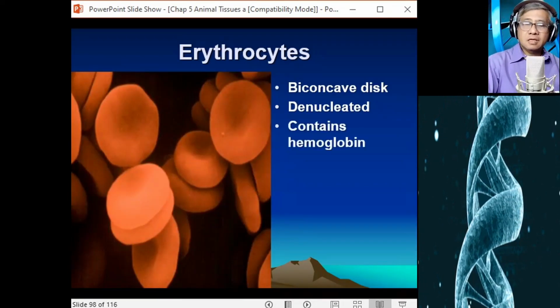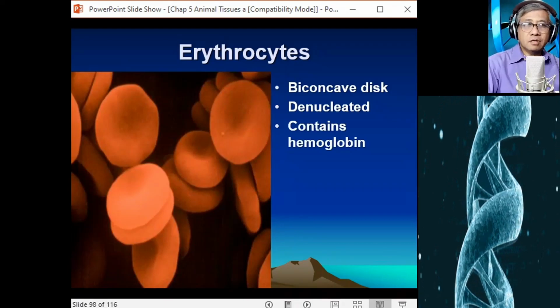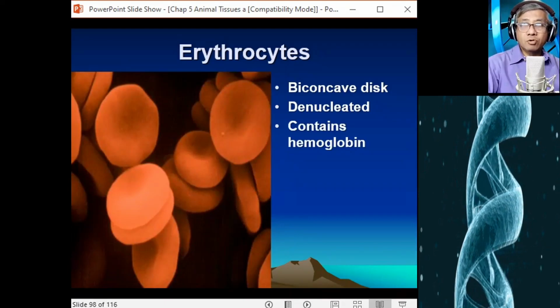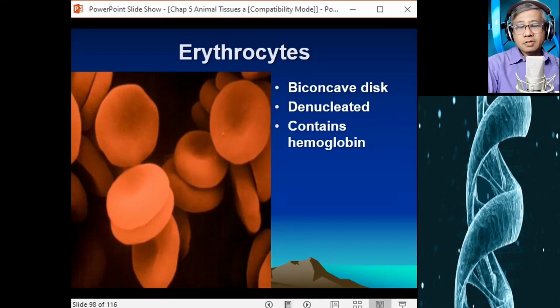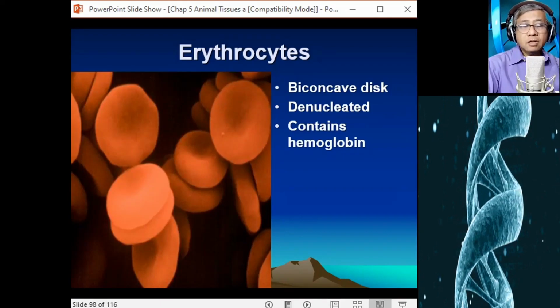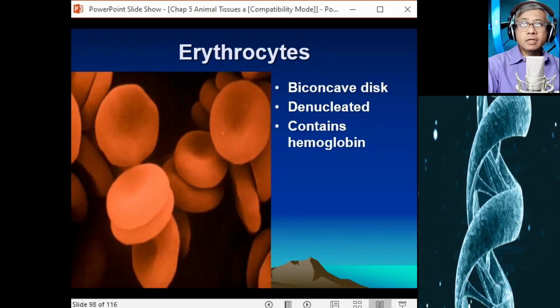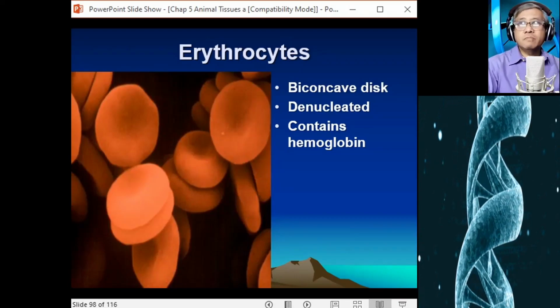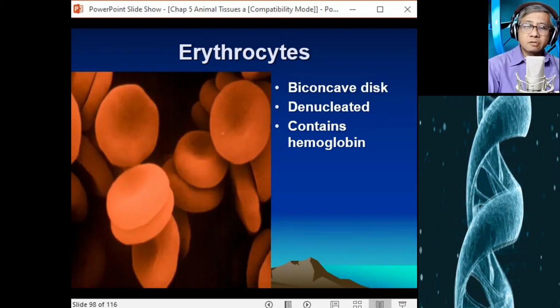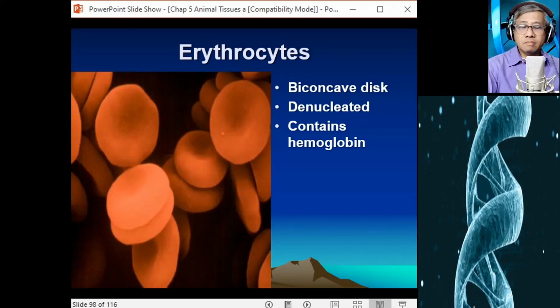And these erythrocytes, they contain this very important protein called hemoglobin. Hemoglobin makes the red blood cell reddish in color, and hemoglobin also maintains the overall shape of the red blood cell or erythrocyte, which is a biconcave disc.